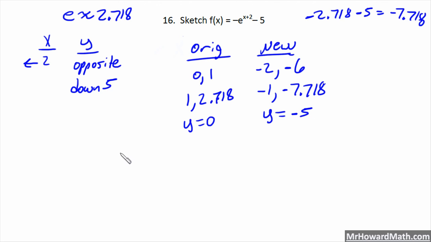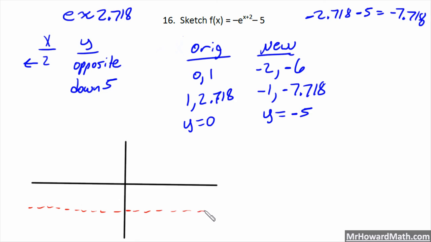So now we have enough to make that sketch. So we'll put the coordinate plane in here. The horizontal asymptote is at y equals negative 5 across here. It's negative 5. And we have points at negative 2, negative 6 right here. And negative 1, negative 7.718. So based on that, the graph has to be shaped like this. And then we'll label those points. Negative 2, negative 6 was the top point, and this one down here was negative 1, negative 7.718. So that answers number 16. That's it for this video and that's it for the Unit 11 review.